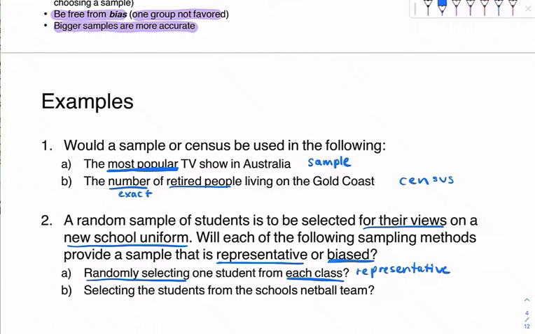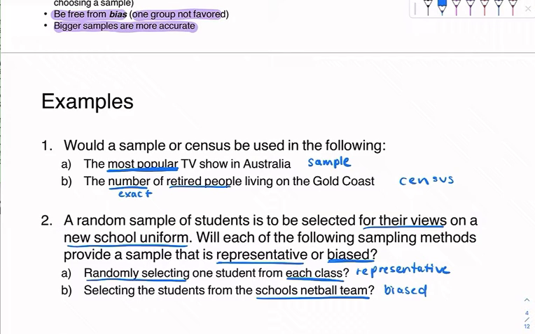Our next one is just selecting students from the school's netball team. Now, that would be biased because everyone didn't have a fair chance of being selected. It's biased towards that group of the netball players. All those people in the team might prefer a certain type of uniform. They might all say, we want a new school uniform that's more like a PE uniform, so it's easier for us to play netball in. And that's not what the rest of the school may prefer, or lots of other people in the school might prefer. So that would be a biased sample.